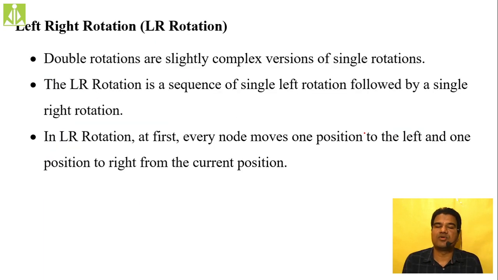The next type of rotation is double rotation, and it is somewhat complex when compared with single rotations. In double rotations, we perform a sequence of rotations, not a single rotation, a sequence of 2 single rotations. The first type is the left right rotation. This is very simple.